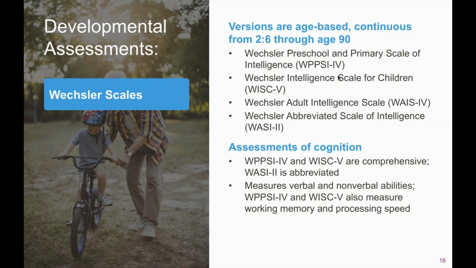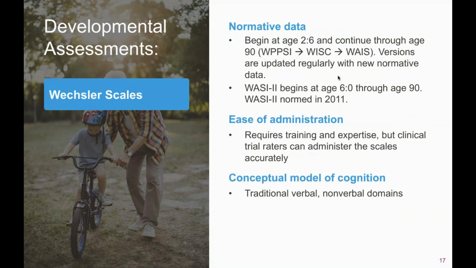If you're looking for a broad stroke measure of cognitive functioning, we typically suggest the WASI. So the WASI is also in this group of scales, but it's an abbreviated measure of intelligence. So all of these, the Wechsler scales, measure verbal and nonverbal abilities. The WPPSI and WISC also measure working memory, as well as speed of processing. All have been updated regularly with normative data.